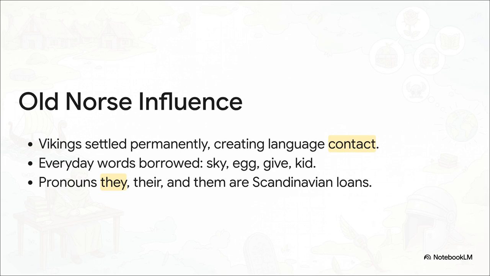Because they were so close, living side by side, the languages didn't just borrow a few words. They basically merged. This was a huge deal, and it gave us so many of our basic everyday words. Think sky, egg, give, skin. And probably the most shocking thing of all, even pronouns like they, their, and them, those came from the Vikings. They literally changed the grammar of English forever.